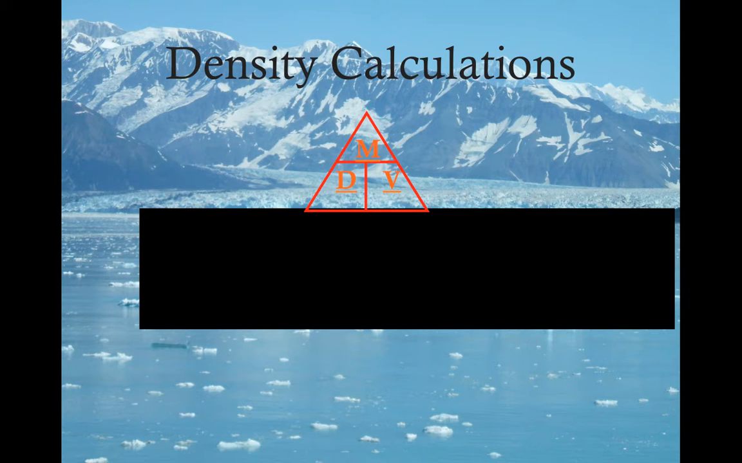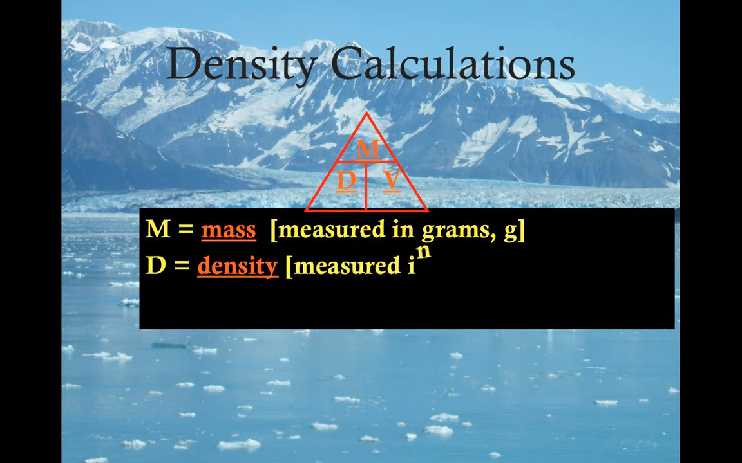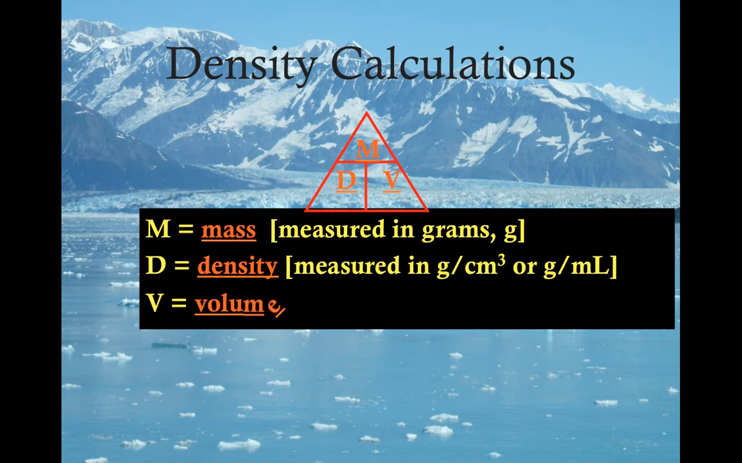So we have this triangle formula. But in fact, in the old days, we made students memorize the formulas. But nowadays, formulas are provided. So we simply have to know what these things mean. So mass is going to be measured in grams for the most part, sometimes kilograms, but usually in this game grams, with a symbol little g. Density is measured in grams per milliliter or grams per centimeter cubed. And volume is going to be measured in centimeters cubed or milliliters.